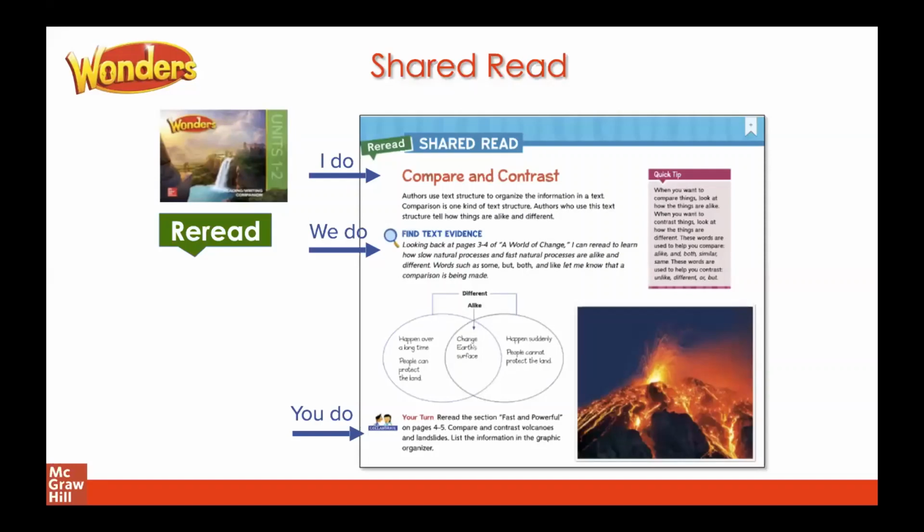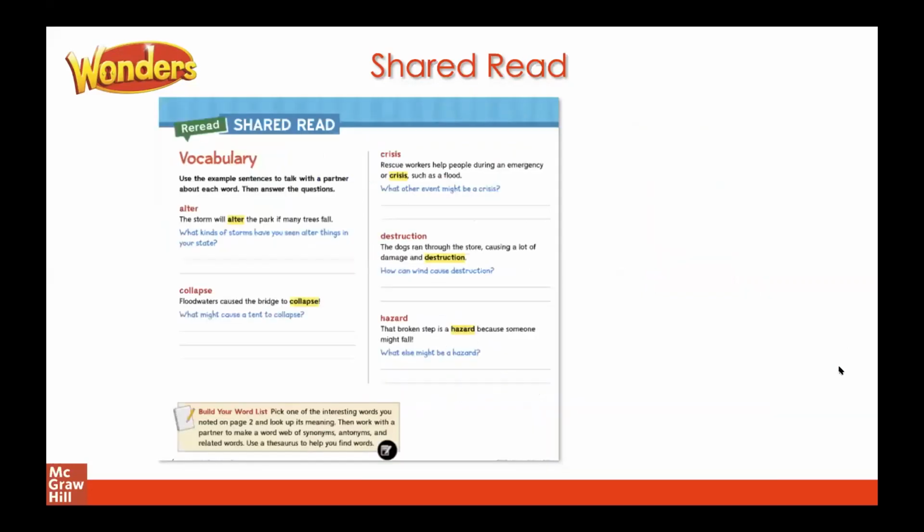And then we have a "you do" portion where students are going to collaborate with their peers and apply, compare and contrast ideas on this topic in a different section of the shared read. And so we're going to see a lot of scaffolding and instruction and support here within the shared read experience.